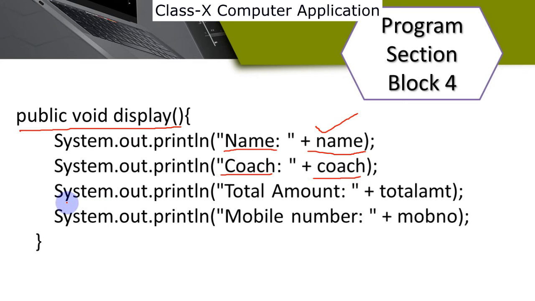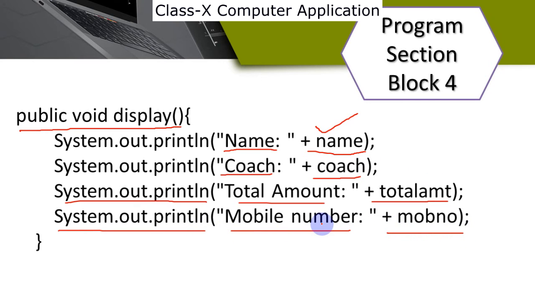The next one is System.out.println total amount. Again, total amount will be initialized. And the last one is System.out.println mobile number plus mob number, which will invoke the mobile number. So here 4 things you need to understand. Plus name will invoke name, plus coach will invoke coach, plus total amount will invoke total amount, plus mob number will invoke mobile number. This is block 4.